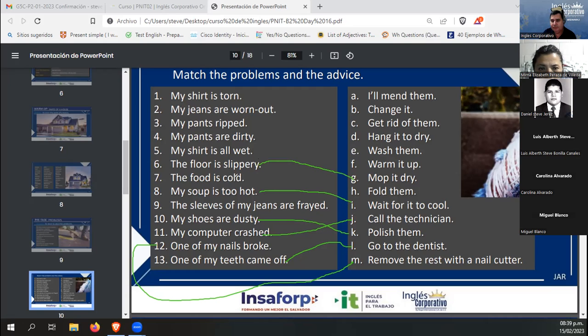Food is cool. It's good. Calienta, lo decía, pero no sé cuál es. Yes. Warm it up. Warm it up. F, letter F. Okay. Number four. ¿Qué letra?